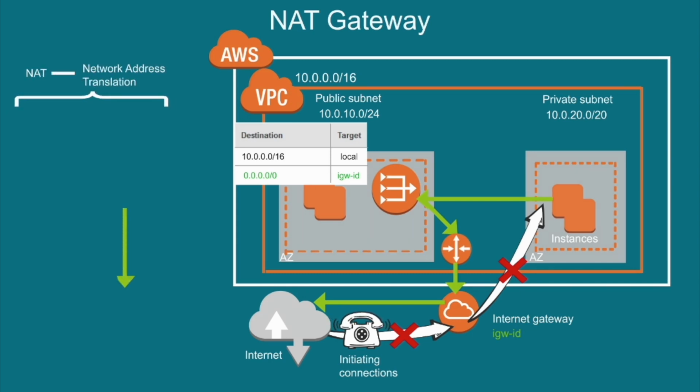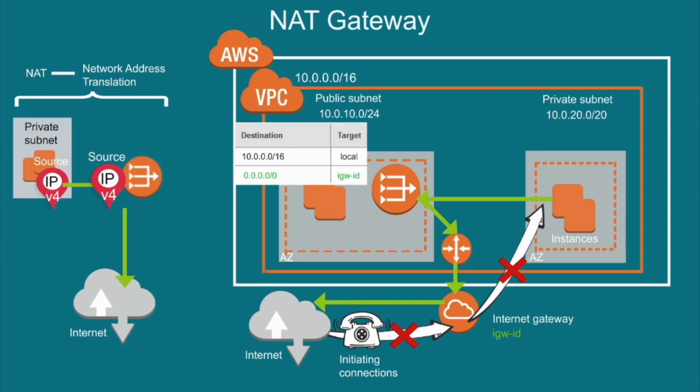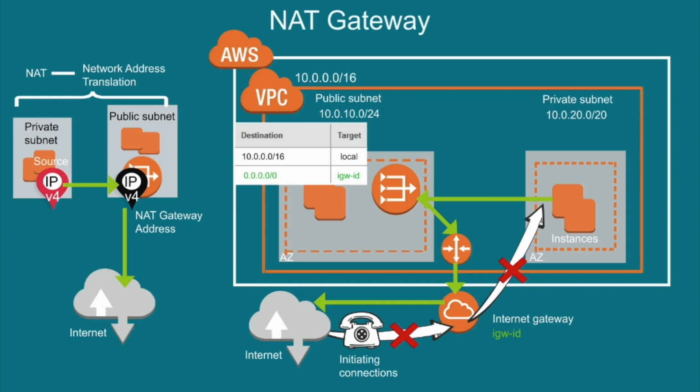When traffic goes to the Internet, the source IPv4 address in the private subnet is translated to the NAT gateway's address at the public subnet. Similarly, for the response traffic, the NAT gateway translates the address back to the instance's private IPv4 address.